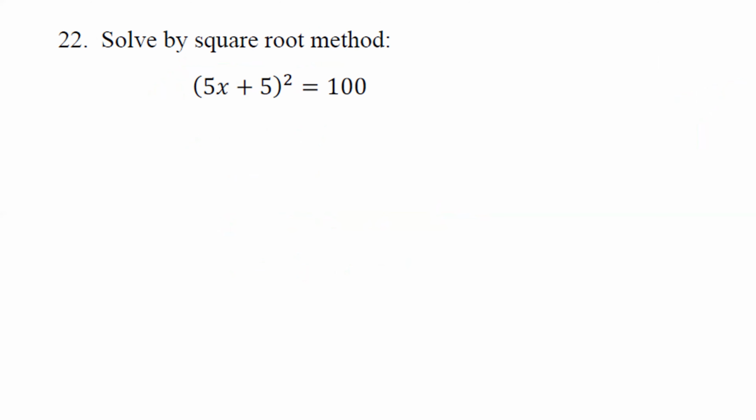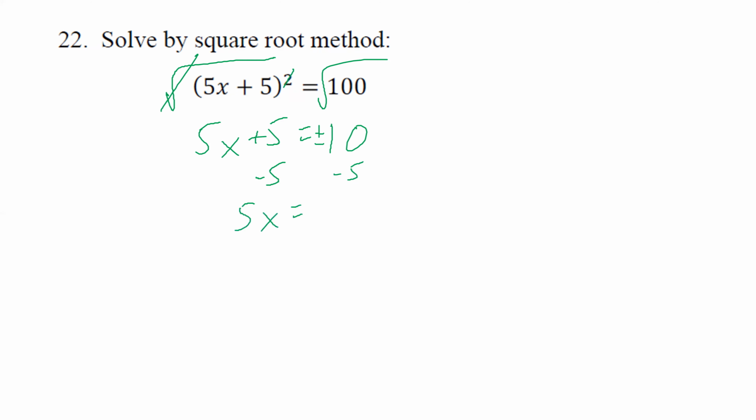All right, 22. Solve by square root method. Same thing: taking the square root of both sides gets rid of that square, giving us 5x plus 5. Square root of 100 is 10, and we get both a positive and a negative. Each step of the way, we have two values that we're finding. First we need to get rid of the plus 5, so subtract 5 from both sides. We have 5x equals a positive 10 minus 5, and we also have a negative 10 minus 5.